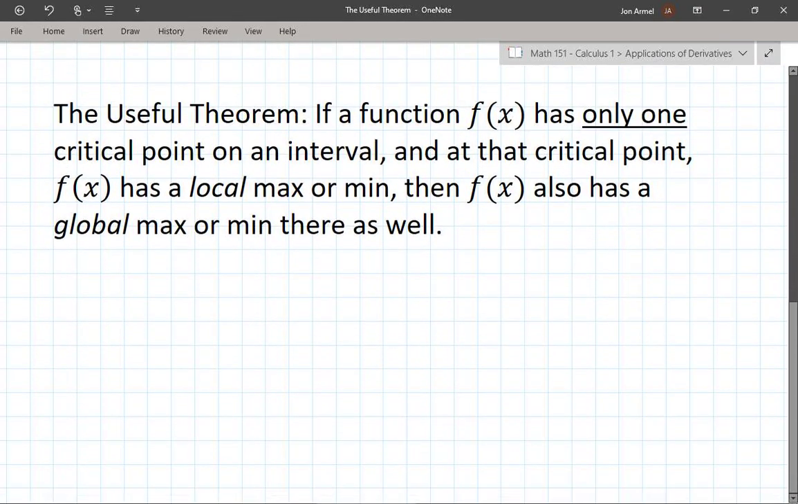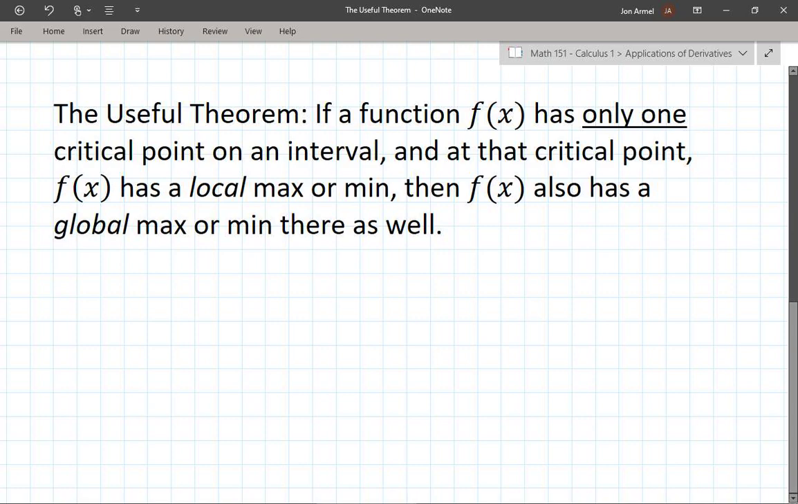But it says this. It says essentially, if you only have one critical point, then you're kind of good to go. So we have a function and we're looking for the global max and min on some interval. And the theorem says if you only have one critical point and you know the local behavior, so you know if that's a local max or a local min, then that point must also give a global max or min. So if you have a local max, it's actually a global max. And if you have a local min, it's actually a global min.